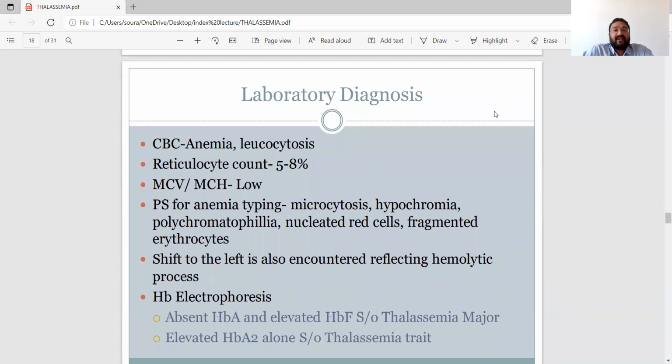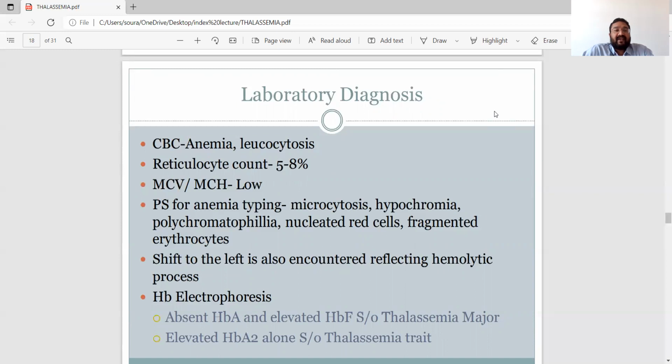Now coming to the laboratory diagnosis. Diagnosis is made on the basis of clinical features and laboratory investigation. The following investigations are done. On doing complete blood count, you will get anemia, and leukocytosis may or may not be present. The reticulocyte count is usually more than normal, in the range of 5 to 8%. Red cell indices like MCV and MCH will be low.